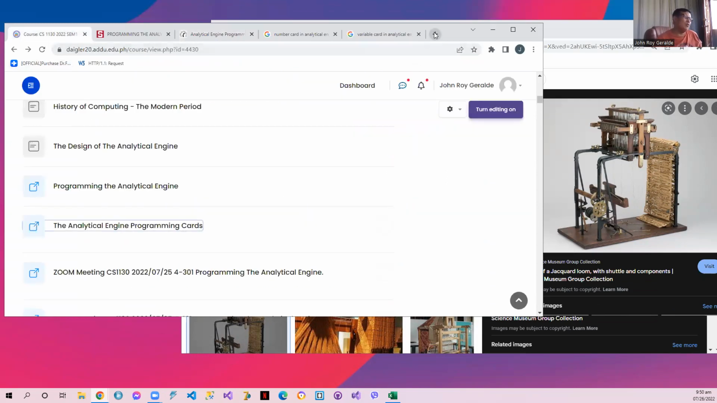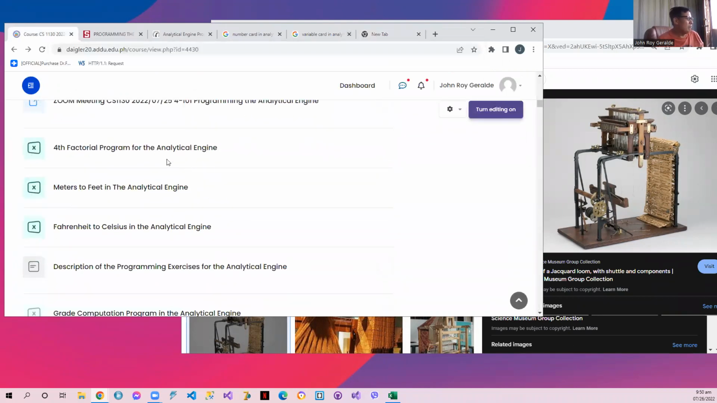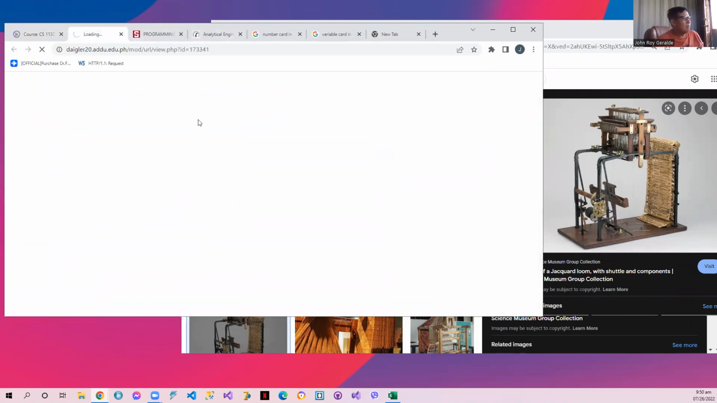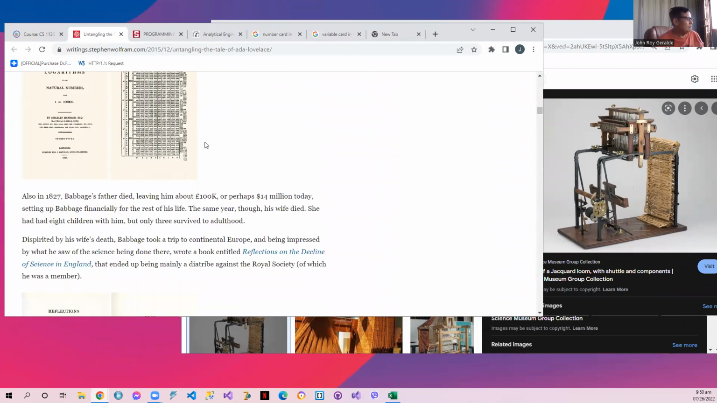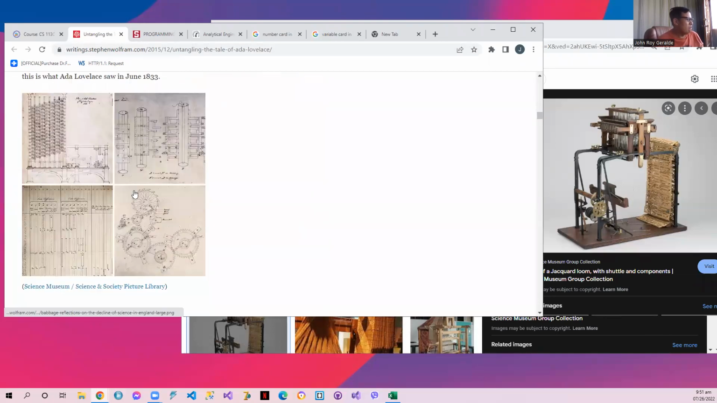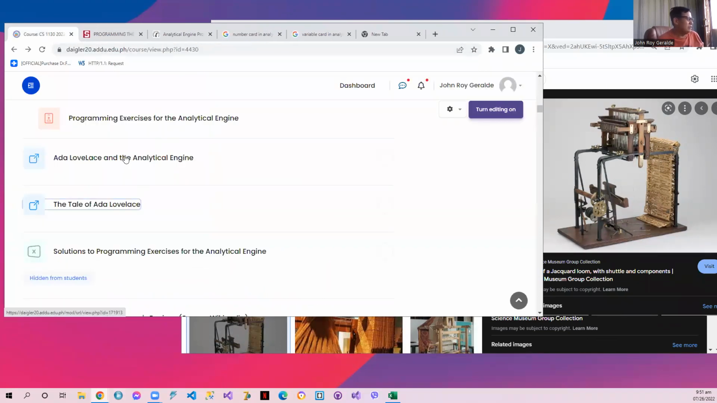Now let's look at an actual program by Ada Lovelace. Any questions? It's also here in our material. This is her worksheet, the table of algorithms. There's a very small snapshot of the actual program.